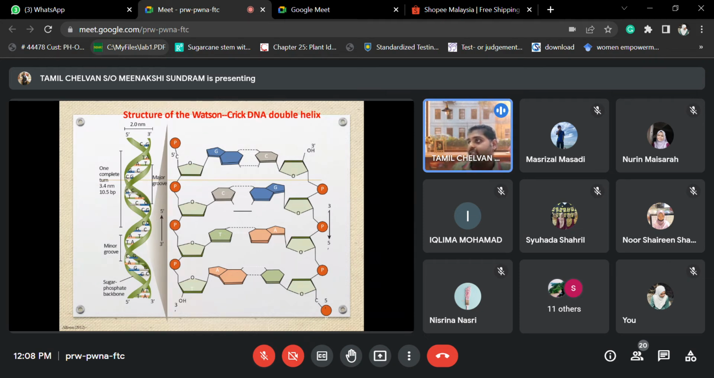Ini dia bagi size structure lah. You no need to know very in detail lah. Nampak pun dah tahu dah macam one complete turn is 3.4 nanometer. Ini small turn, ini ada groove kat. Macam tu lah. Okay, ini major groove, yang ni minor groove, small. Okay.